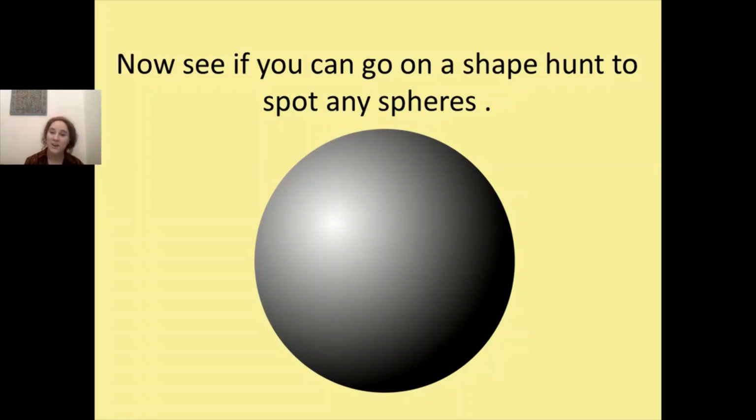Did you manage to spot one? Brilliant. Now, I have been going on my shape hunt and I managed to spot a sphere myself. Now, it looks like an orange, but actually this sphere is a squishy in the shape of an orange, but it is a sphere, and I can tell by the curved surface that goes the whole way around.